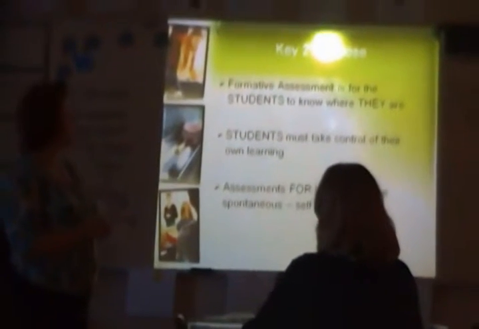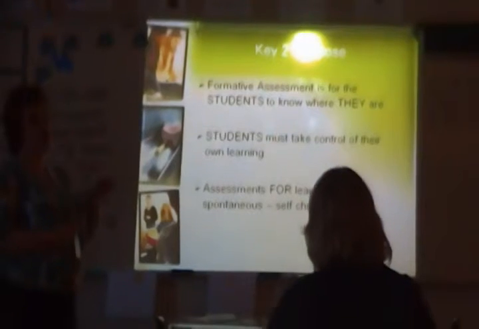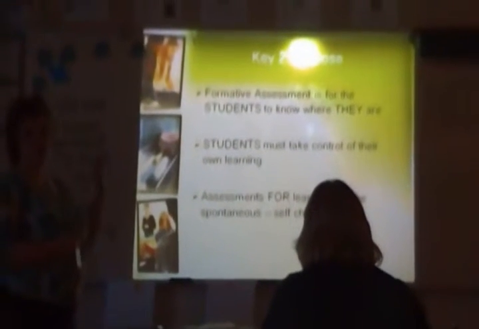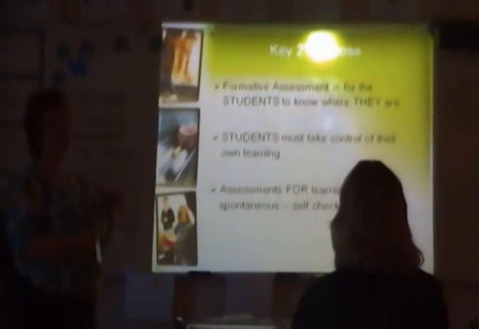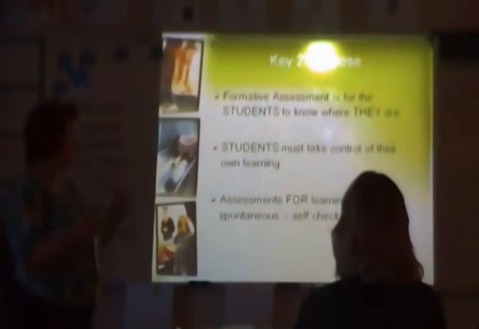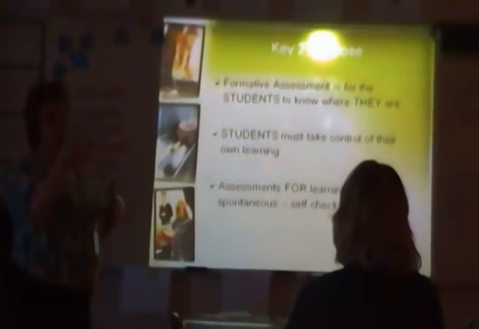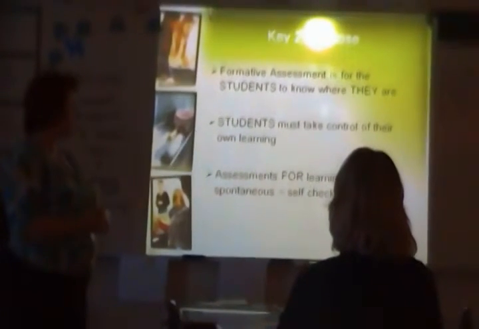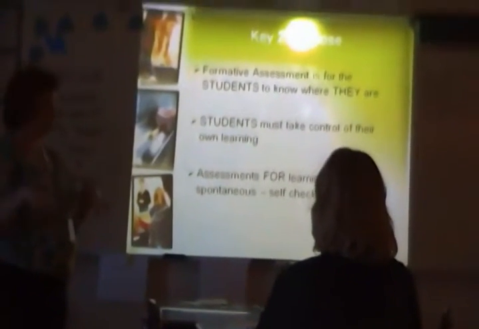Key number 2 is purpose. Our formative assessment is for the students to know where they are. Sometimes the grown-ups forget and only give assessments so they can know where a student is. But the student needs to know where they are so that they can grow. Students need to take control of their own learning by growing. And assessments for learning can be spontaneous, like self-checks.